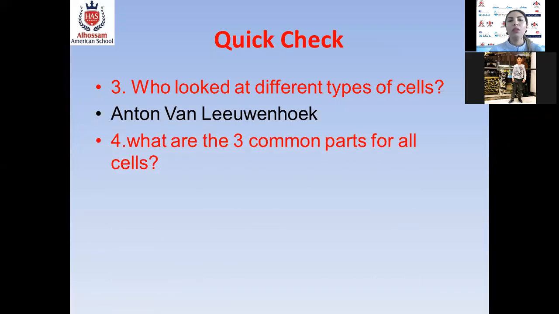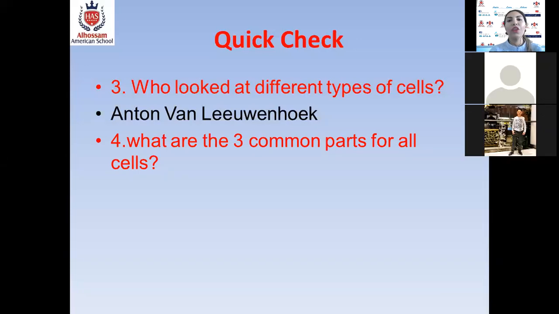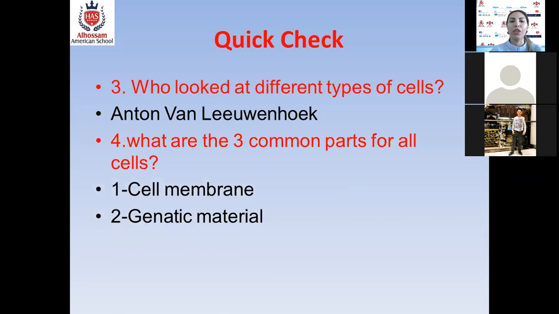Number 4, what are the 3 common parts of cells? Where is Khalid? Khalid, yes, what are the 3 common parts? Cell membrane, genetic material, and organelles. Yes, cell membrane, number 2, genetic material, and organelles. Thank you so much.